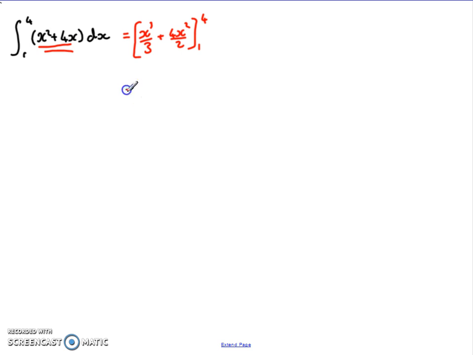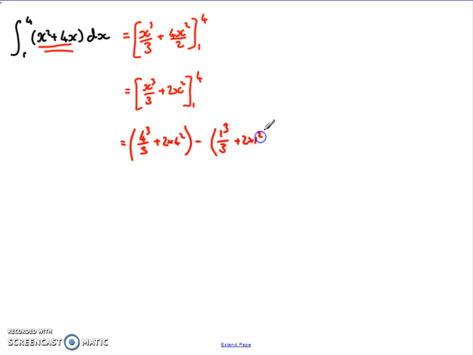We can simplify this part here if we want, make our calculations a little bit easier. We get x cubed over 3 plus 2x squared between 1 and 4. This is where we then use the limits. So we substitute in the upper limit and the lower limit and we find the difference between them. So we start with the upper limit, so we get 4 cubed over 3 plus 2 times 4 squared. Take away the lower limit, 1 cubed over 3 plus 2 times 1 squared.